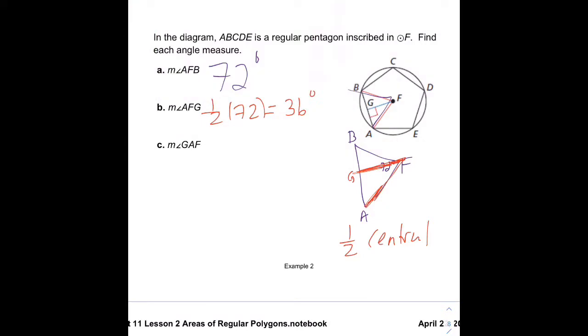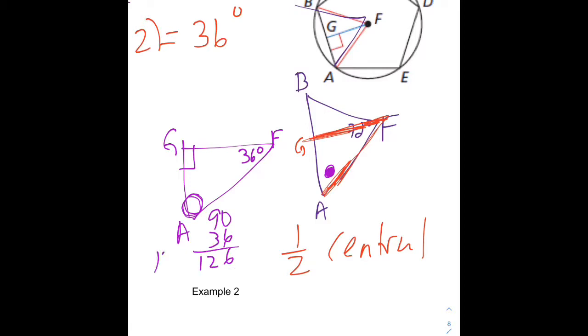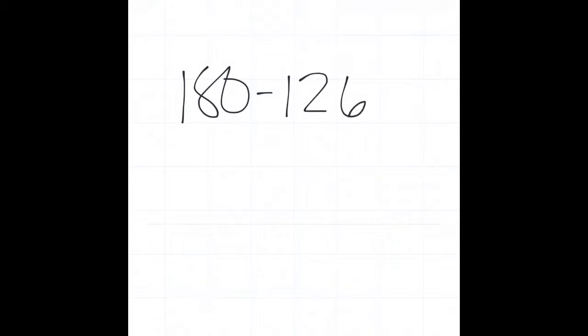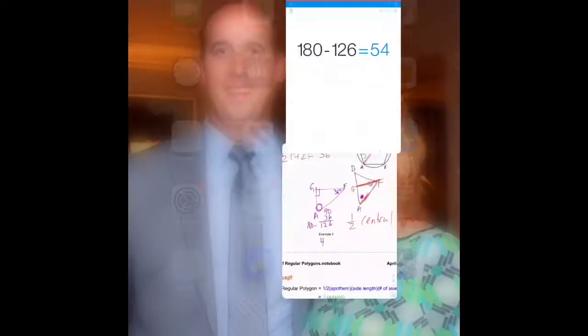Lastly, they want to know what angle GAF is, so they want to know this angle that I just highlighted in purple. Well, if I redraw this triangle where this is F and this is G and this is A, this is a 90-degree angle. We determined this was 36, so if I take 90 plus 36, I get 126 degrees. I'm going to subtract from 180. So 180 minus 126 gives me 54 degrees.